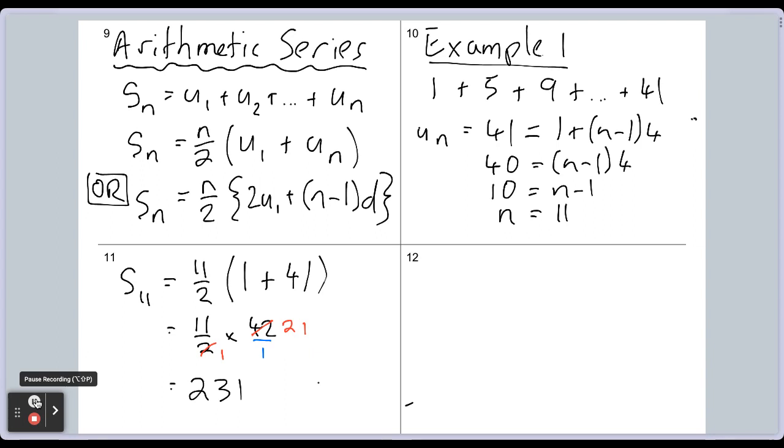So an easy question would be something like: sum 11 terms of 1 plus 5 plus 9 plus ... plus 41. So in other words, you're told there are 11 terms, you're told the first term, you're told the last term, and so you just basically have to put it in. This is harder because you have to work out that n was equal to 11 before you put it in, so that makes it a more difficult problem.